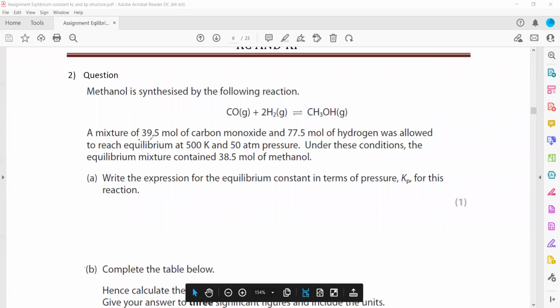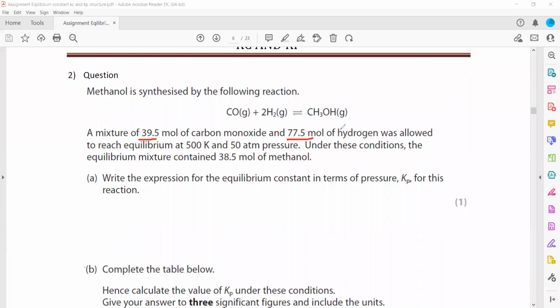In the question, a mixture of 39.5 moles of carbon monoxide and 77.5 moles of hydrogen was allowed to reach equilibrium. So when they are reacting with each other, it reaches equilibrium at 500 Kelvin. That's the temperature at which it reaches equilibrium. And 50 atm. 50 atm is the total pressure. Under these conditions, the equilibrium mixture contains 38.5 moles of methanol. Write an expression for the equilibrium constant in terms of Kp. So Kp means in terms of pressure, we have to write the expression here.